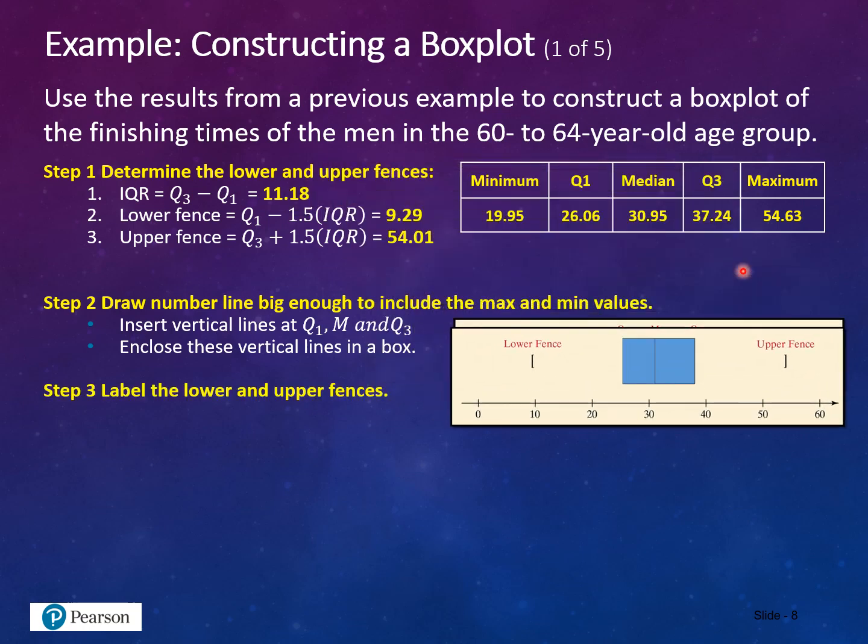Step 3 is to label the lower fence, which we calculated as 9.29, and the upper fence. You see just brackets here around the middle part of the box that we drew. The upper fence is 54.01.